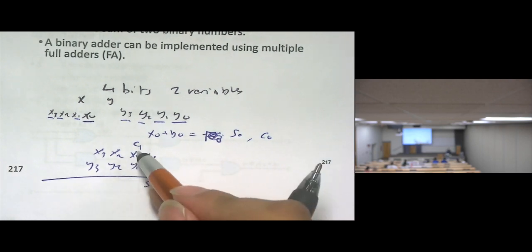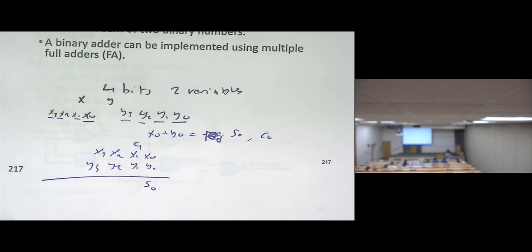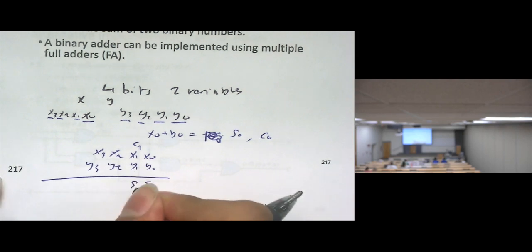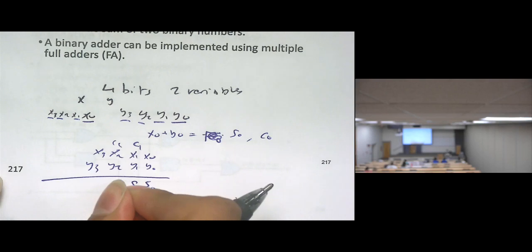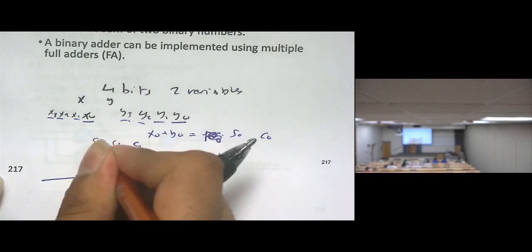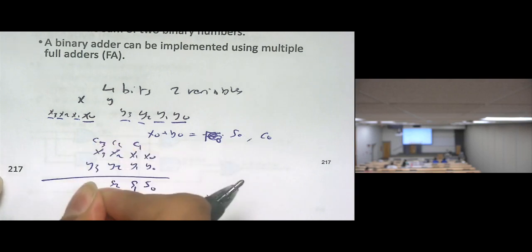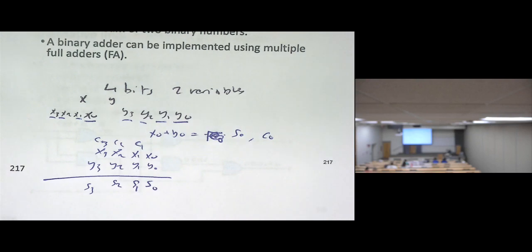Here I have the carry bits. I need to add the carry bits. What should I do with these carry bits? I need to use full adders because I have 3 bits. So here's going to be S1, carry 2, S2, carry 3, S3. I'm going to use full adders because 2 bits is not a good option, as we saw here.